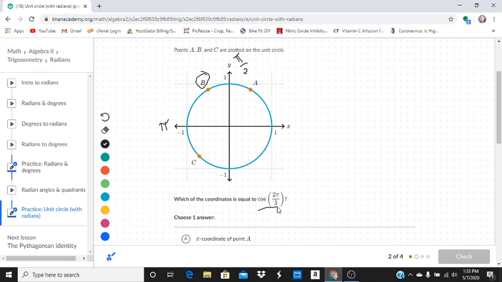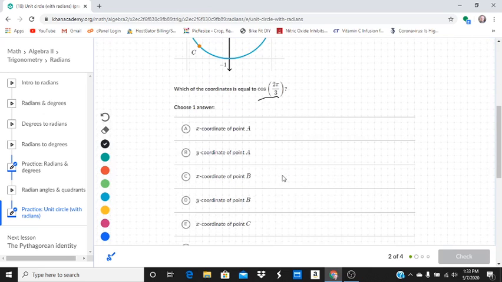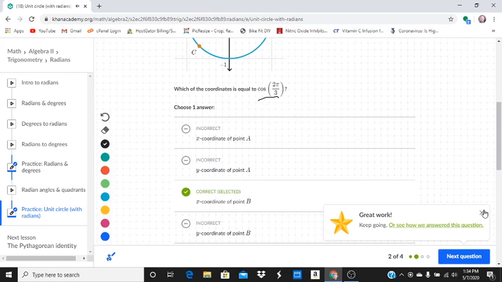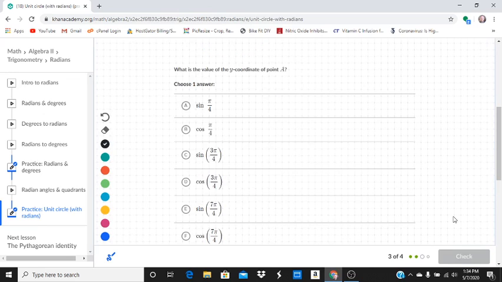Now cosine, the cosine is equal to the x coordinate of B. Sine is equal to the y coordinate. So cosine, we're looking for x. Okay, so we want the x coordinate of B. Choose that one, check it. More energy points. Today is a great day. Let's go to the next question.